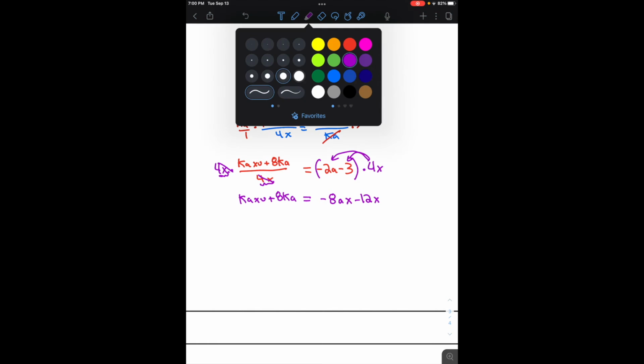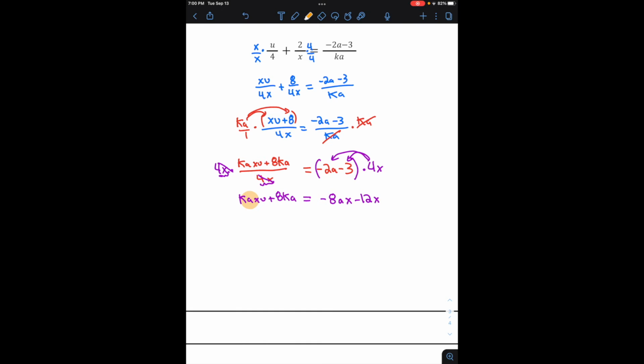Okay, so now we notice that we have an a in this term, in this term, and in this term. So we want to combine like terms. We want to combine into a single a to be able to solve for it. So we want all the a's on the same side of the equation. So right now we're going to add 8ax to both sides. Negative 8ax plus 8ax cancels on the right, that is 0. And on the left, we will end up with 8ax plus kaxu plus 8ka is equal to negative 12x.